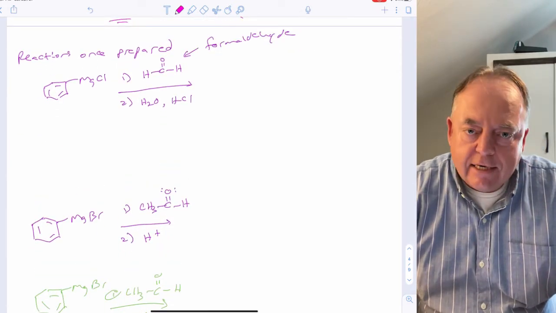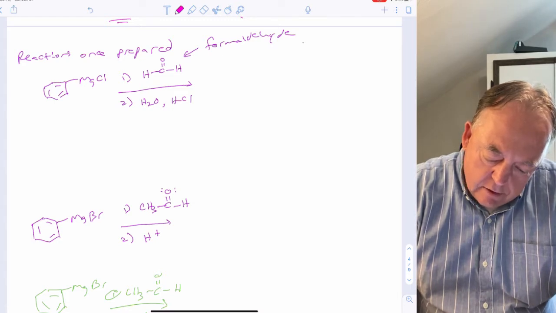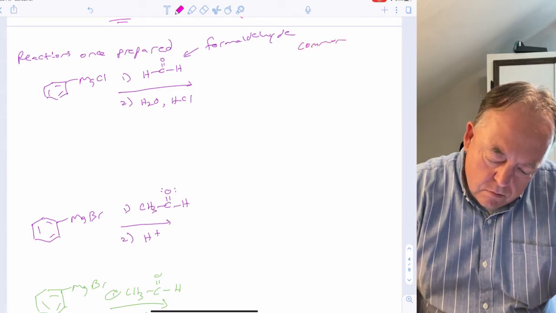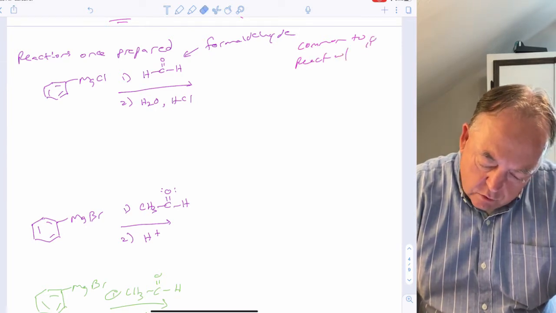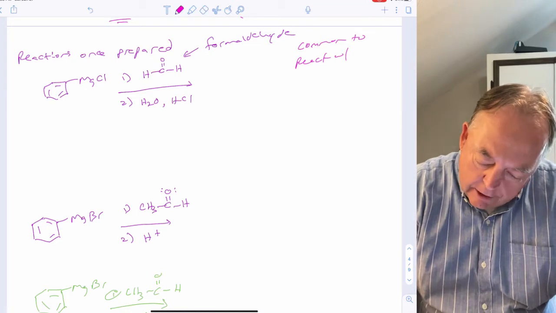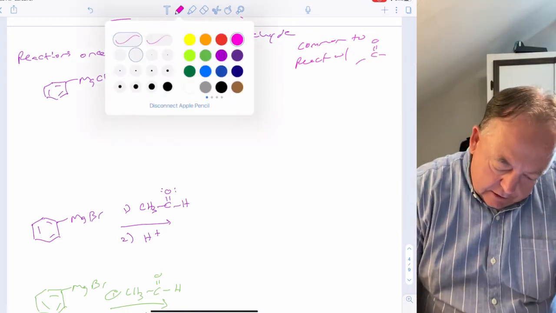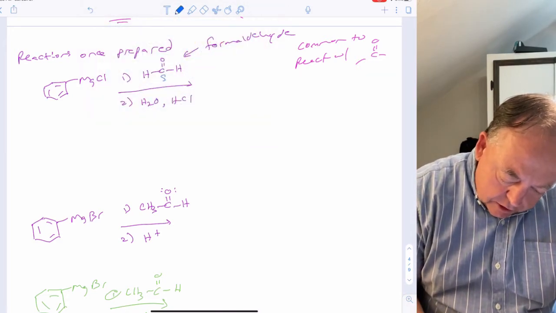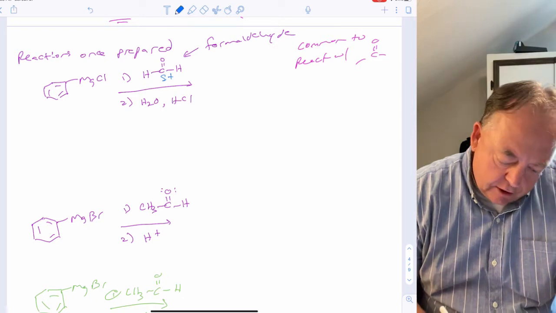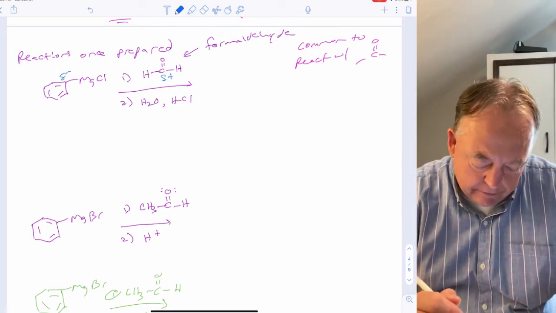Okay, so now what reactions do they undergo? So very commonly, it's very common to react them with a compound that's got a C double bond O, because in this case, carbon is partial positive because oxygen's more electronegative, and carbon's partial negative there since carbon's more electronegative than magnesium.